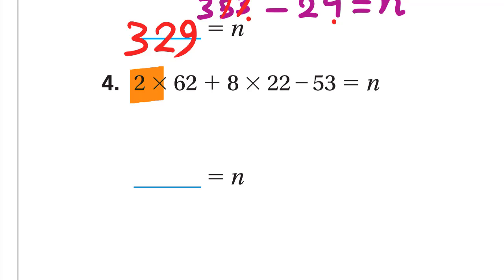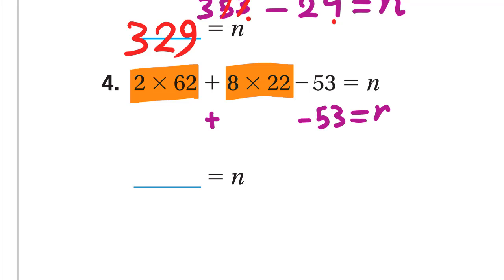Okay, we have 2 times 62 plus 8 times 22 minus 53 equals n. Okay, so we can do the same. We write the plus, we write the minus, we leave a space for the 2 multiplications. Minus 53 equals n. Okay, so let's fill the blanks. Here 2 times 62, so 2 times 2 is 4, 2 times 6 is 12. Now 8 times 22, 8 times 2 is 16, so I write 6 here and 1 up. Now 8 times the other 2 is 16, 16 plus 1 is 17.